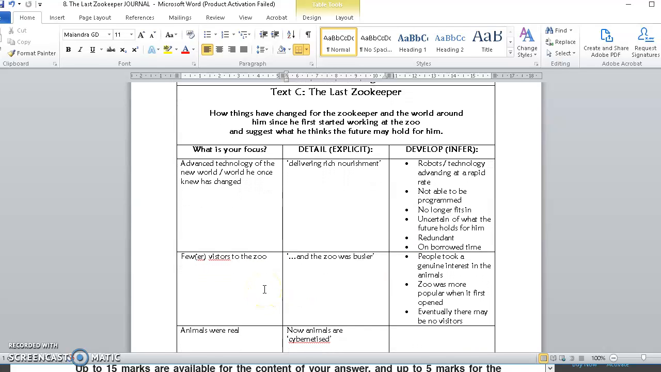How things have changed, okay? So there are fewer visitors to the zoo, okay? And the explicit detail I got from the text was, and the zoo was busier. You might infer from that people took a genuine interest in the animals. The zoo was more popular when it first opened, and eventually there may be no visitors. So again, this last inference addressing this last bit of the question there.